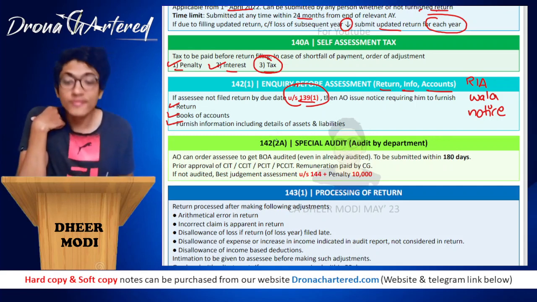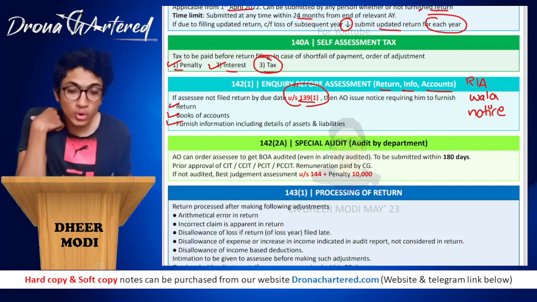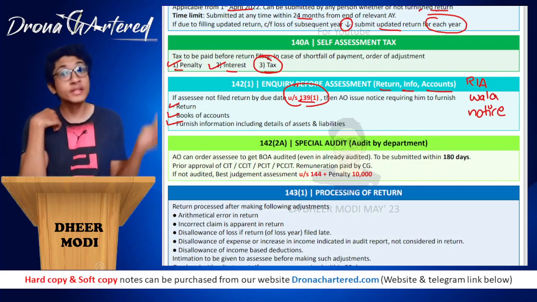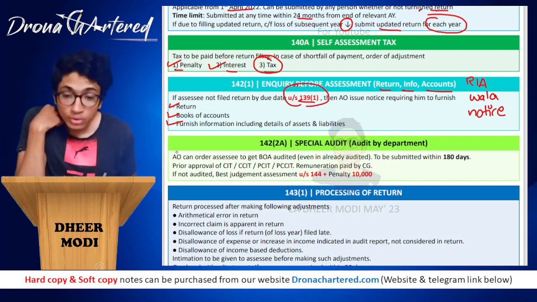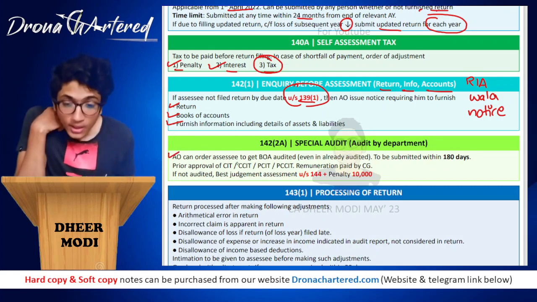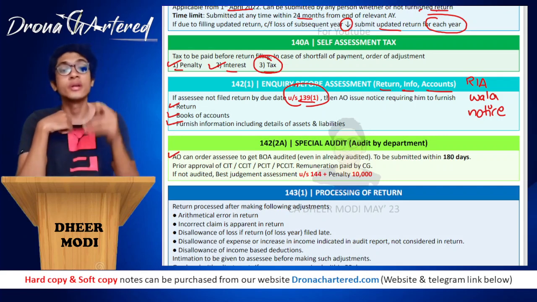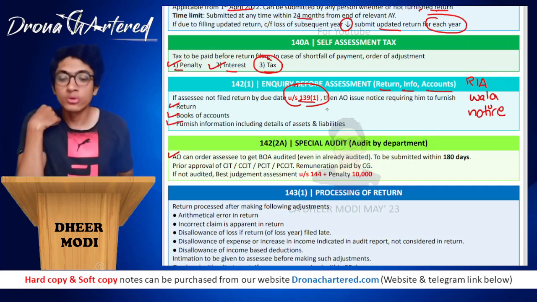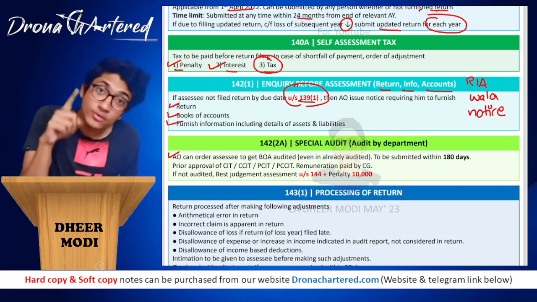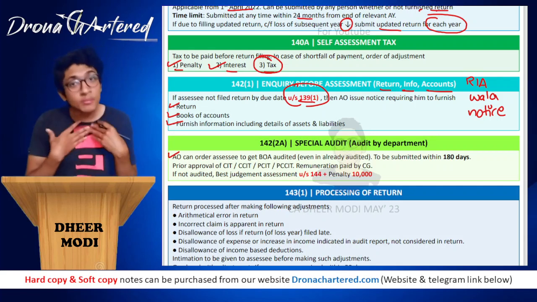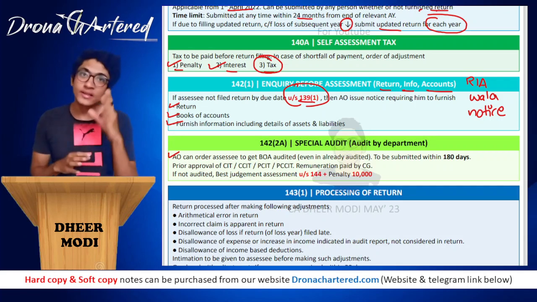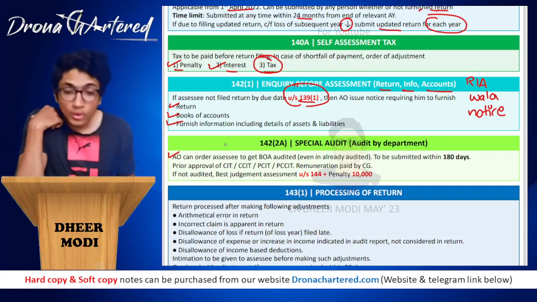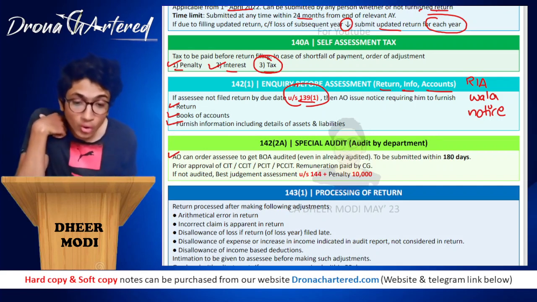Next is your section 142(2A). 142(2A) talks about special audit, that is the audit by the department themselves. So your AO can order the assessee to get books of accounts audited. AO, that is your assessing officer, can ask the assessee to please get your books of accounts audited, even if those books were already audited. He says, sir, my books have already been audited. He says, no, get them audited again. So AO can order the assessee to get books of accounts audited, even if already audited.